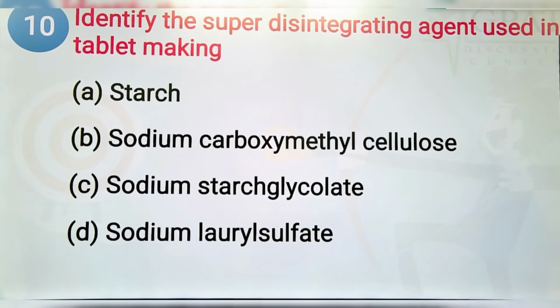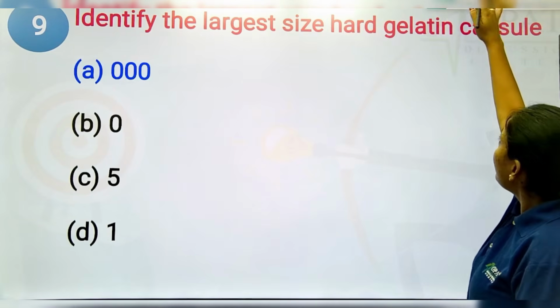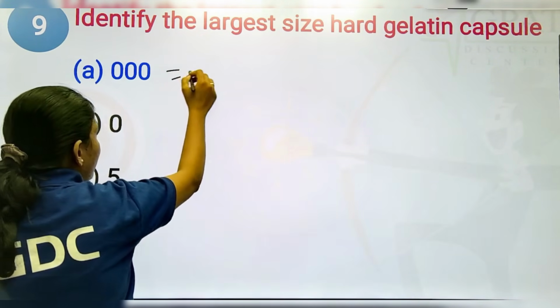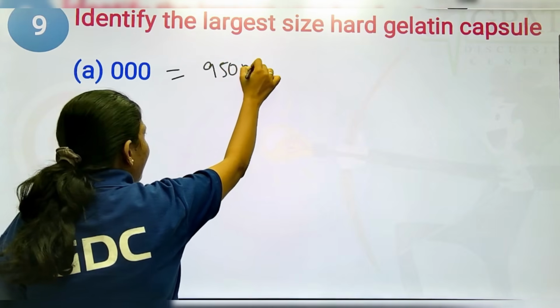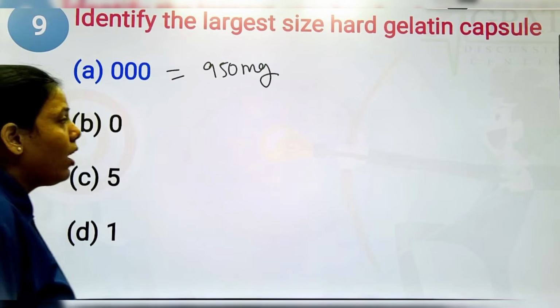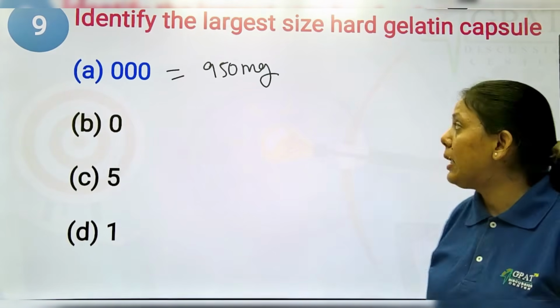If we talk about how much quantity it can accommodate, approximately 950 mg can be accommodated into the hard gelatin capsule which has the 000 size.